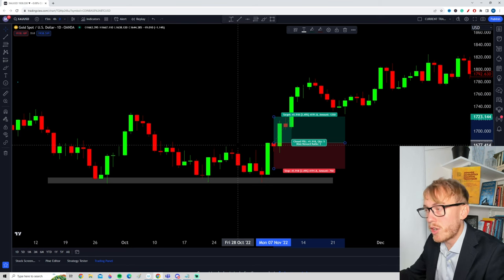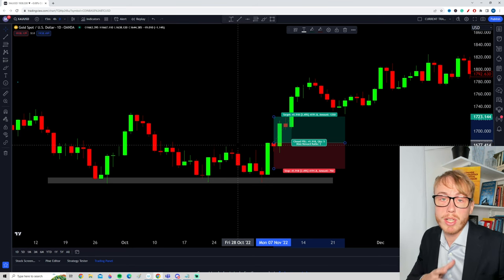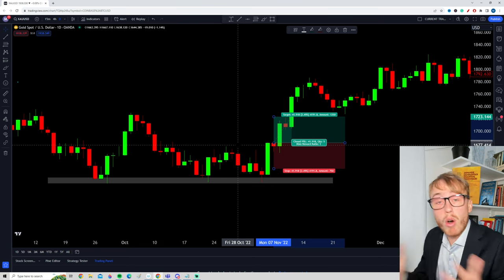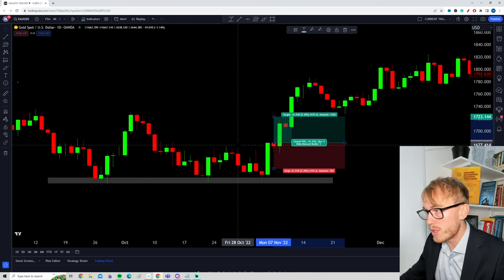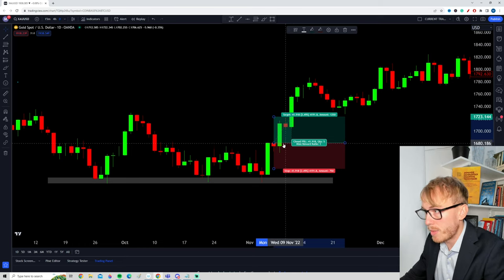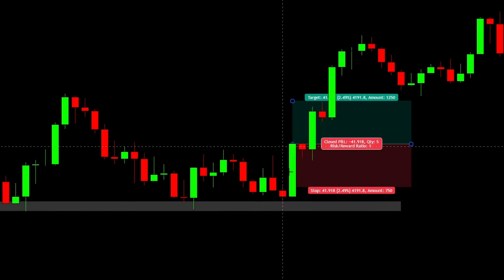But this is just an example. You can use the principles I'm talking about in this video on all time frames. So this could be, for example, a 5-minute time frame or a 1-hour time frame. The same principles would apply. But as an example, let's say that you enter here on the candle close.